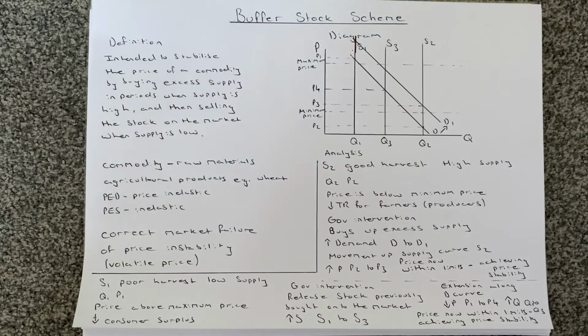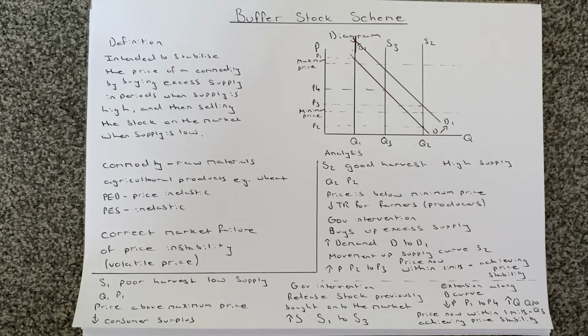However, if there is a poor harvest or a very low supply, the price is going to be particularly high, and that's going to fall again outside of the limits, so it falls above the maximum price. And as a result, consumers are going to be worse off. So what does the government do? The government intervenes. This time it releases stock onto the market. So the stock that it previously bought up, it now releases onto the market, increasing the supply. So we see an outward shift of the supply curve.